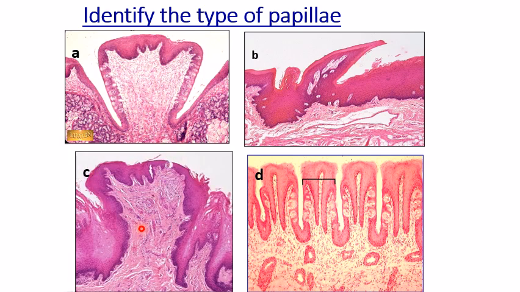C, fungiform papillae, appears like a fungus. D, papilla foliata, the rabbit tongue. Okay, papilla foliata. And these are the taste buds, many taste buds.